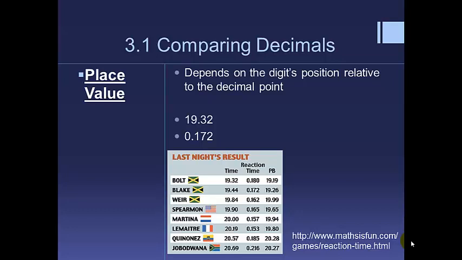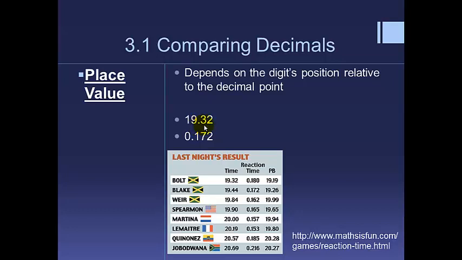And it kind of makes sense that we're going here because fractions, decimals, and percents are common things that we see every day. So 3.1 is about comparing decimals and looking at their place value. And what that means is it's going to depend on the digit's position relative to the decimal point. So if I'm going to be looking at this 3, its place value depends on where this decimal point is.